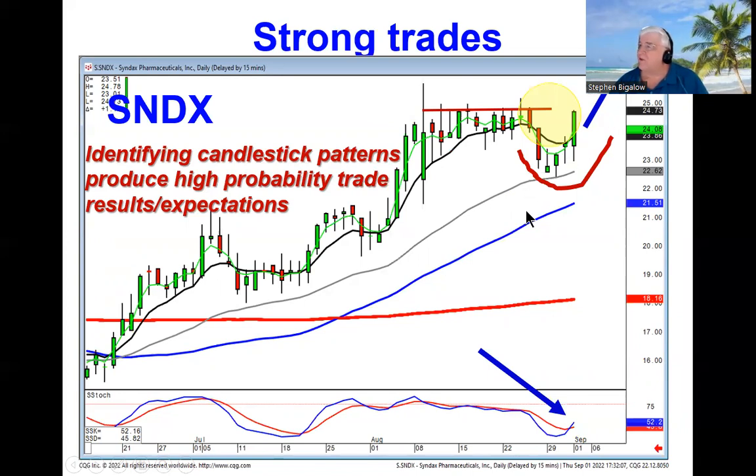So the analysis of candlestick signals and patterns just identifies where the high probability trade setups are occurring based upon the most consistent indicator in the world, and that's human nature. Patterns work the same way time after time.